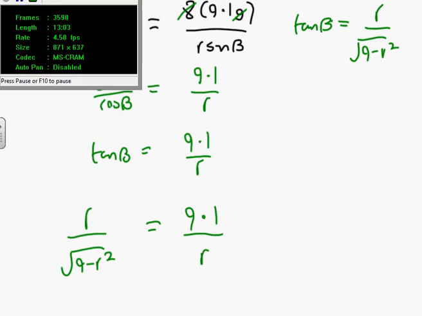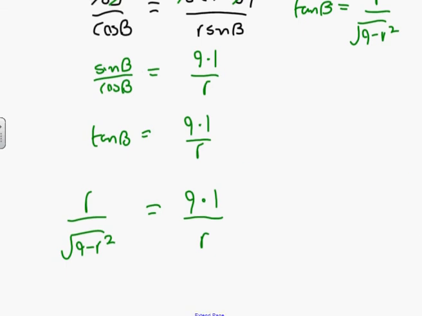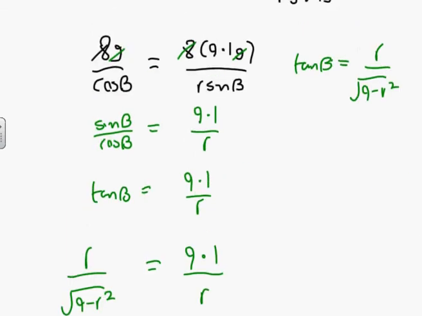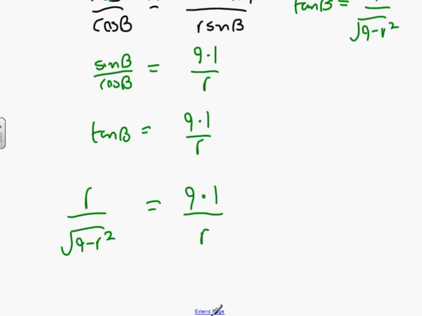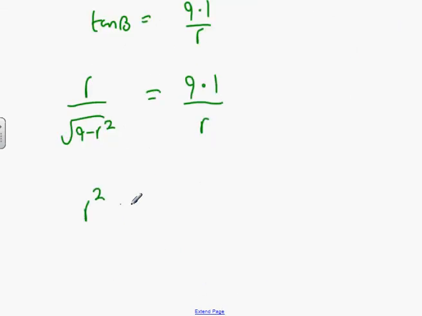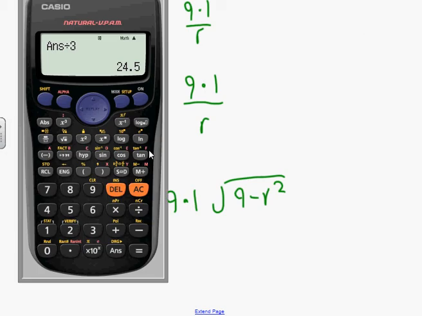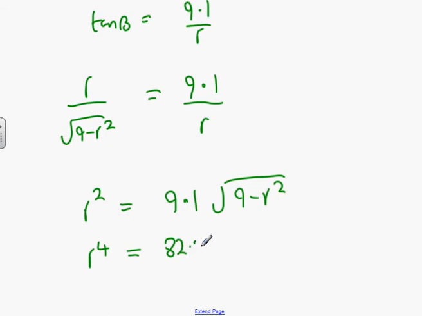Okay, so what we're going to do next is cross multiply the r's. So what we're going to get is r squared equals 9.1 times the square root of 9 minus r squared. Square both sides, that's r to the power of 4. That usually raises alarm bells that there's probably an easier way. This is 82.81 times 9 minus r squared.